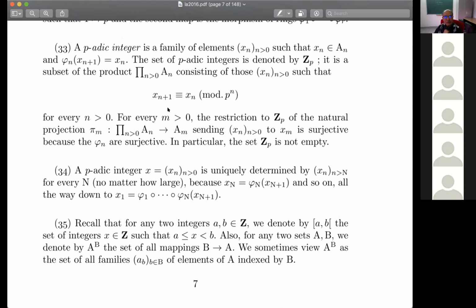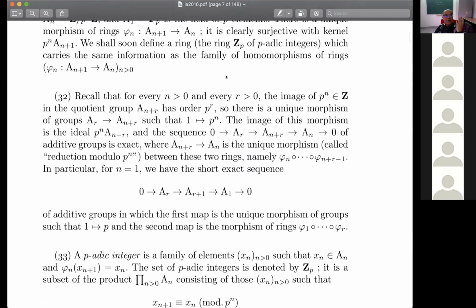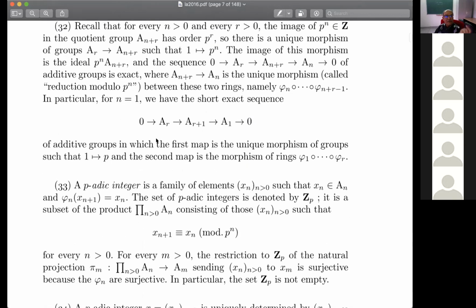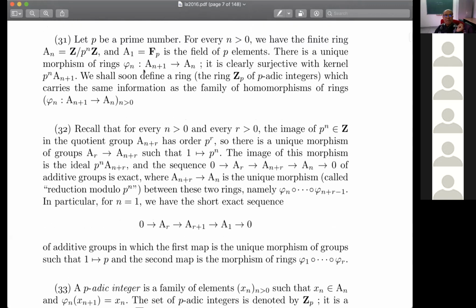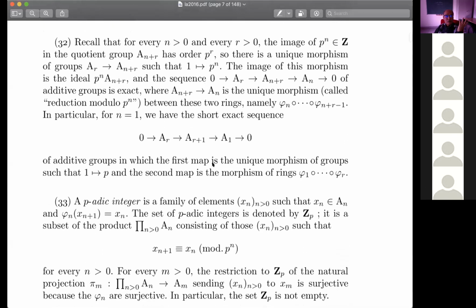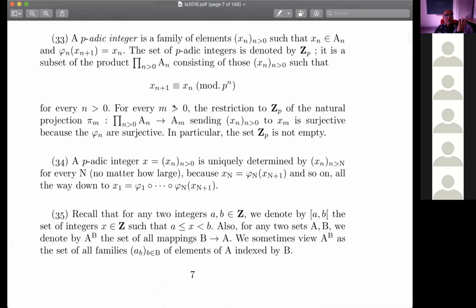So what is a p-adic integer? It's the inverse limit of that inverse system. So it is a family of elements where xn is in the ring An, and phi n of xn+1 is xn. Phi n is the map which I've defined, the map of reduction modulo p^n. P^n generates an ideal here. You go modulo p^n, and this is really the quotient modulo p^n. So that was the inverse system.